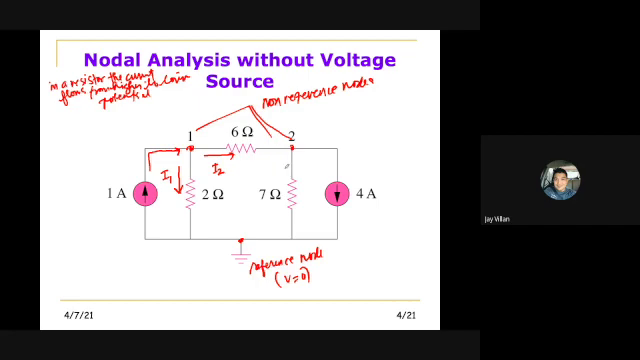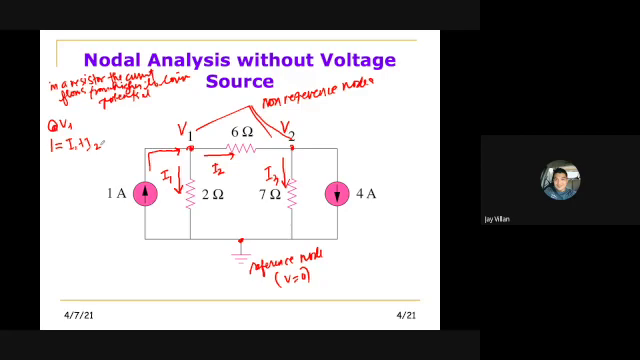So this one, since it is also connected to the reference node, we can assume that the current flows in this direction. Okay, so we now have these currents, and we name these voltages V1 and V2. Usually that's what I do. Now apply KCL at node 1, which is V1. KCL here is current entering equals current leaving. So that will be 1 equals I1 plus I2.